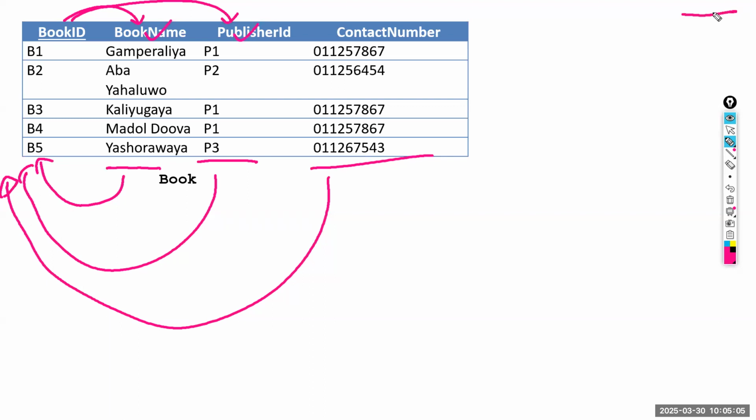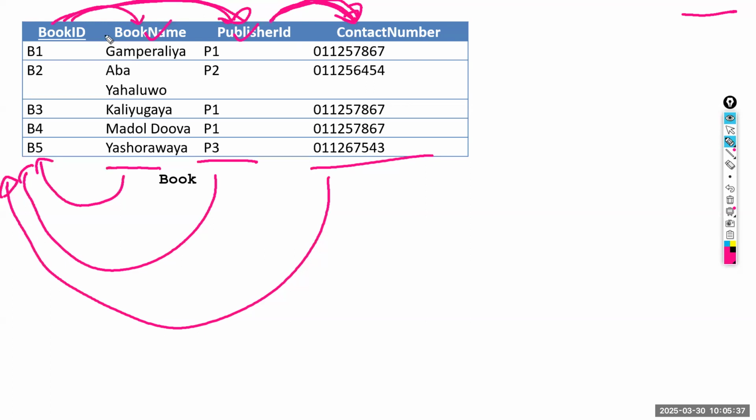Then what about the contact number? This contact number is not the book's contact number, right? A book doesn't have a contact number. So this contact number must be what? The publisher's contact number. So that means publisher ID determines the contact number. So there's nothing called a book having a contact number, right? This is the publisher's contact number. Book determines the publisher, publisher determines the contact number. It's not that book determines the contact number, because there's nothing called the contact number of a book.